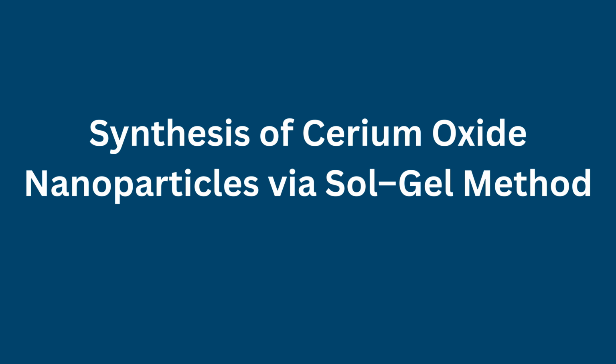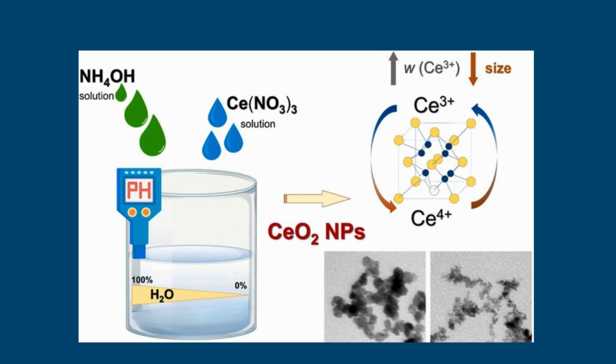Experimental methods. Synthesis of cerium oxide nanoparticles via Sol-gel method. Materials: cerium nitrate hexahydrate, ammonium hydroxide, urea, and deionized water. Procedure: a 0.2 molar aqueous solution of cerium nitrate hexahydrate was prepared and stirred for 30 minutes to ensure complete dissolution.